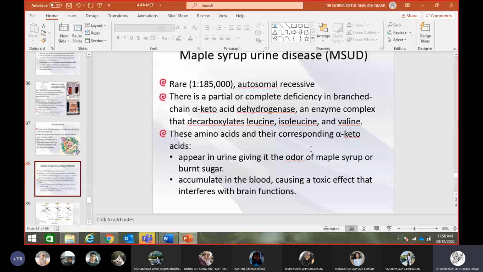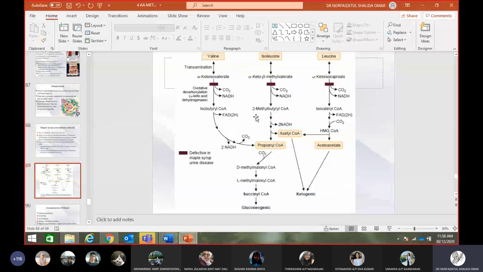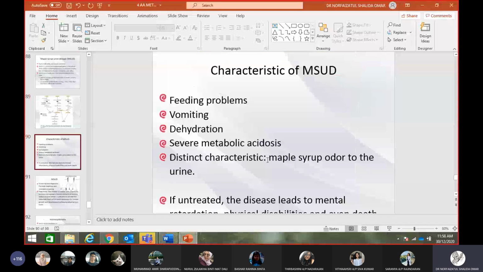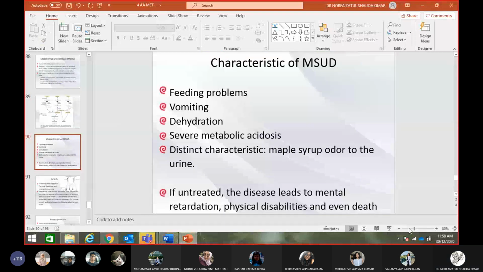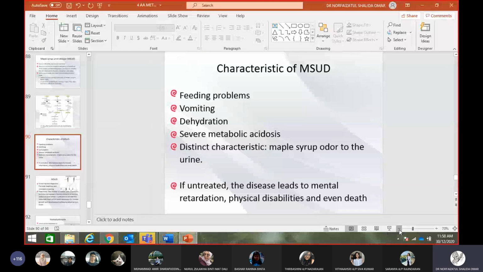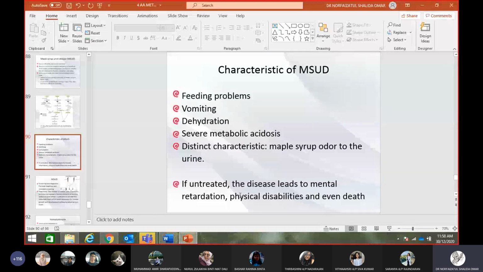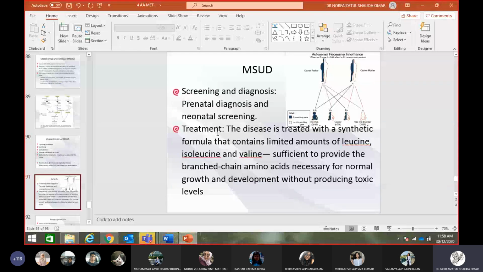Again, accumulation will cause a toxic effect and interfere with the brain. So valine, isoleucine, and leucine cannot be metabolized, and accumulation of these will cause all the symptoms. The other symptoms are feeding problems, vomiting, dehydration, and if untreated, like PKU, it can lead to mental retardation and even death. And so early diagnosis is also important.